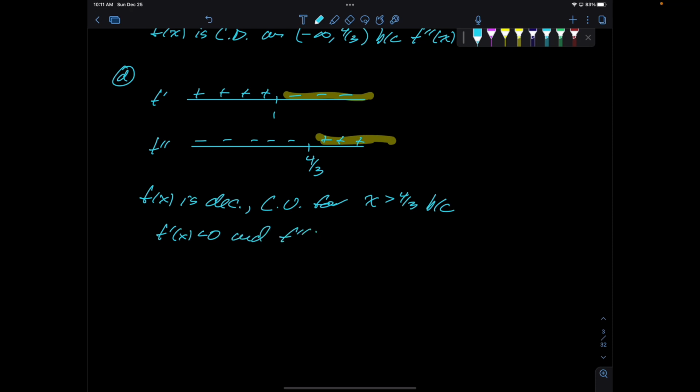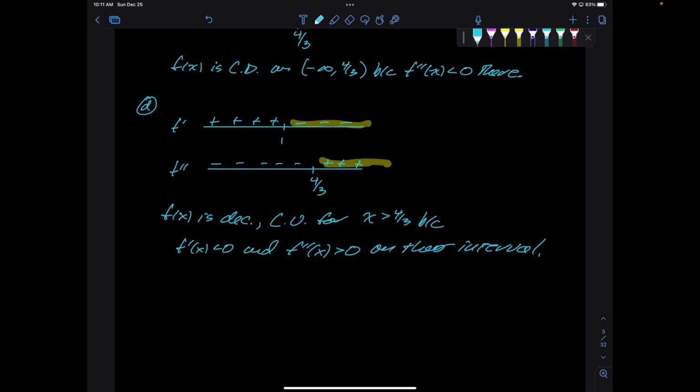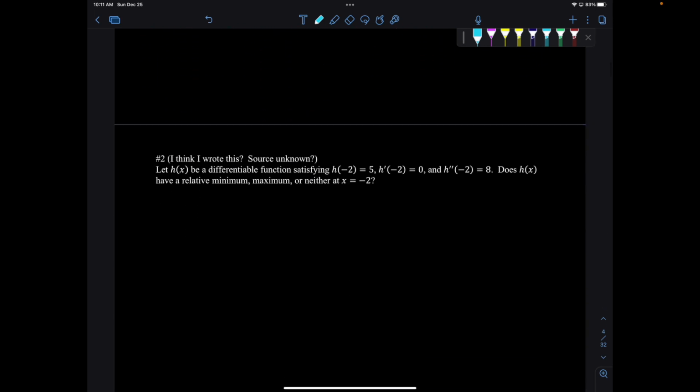and f double prime of x is greater than 0 on that interval. Okay, that's the problem. All right, let's see the second one.